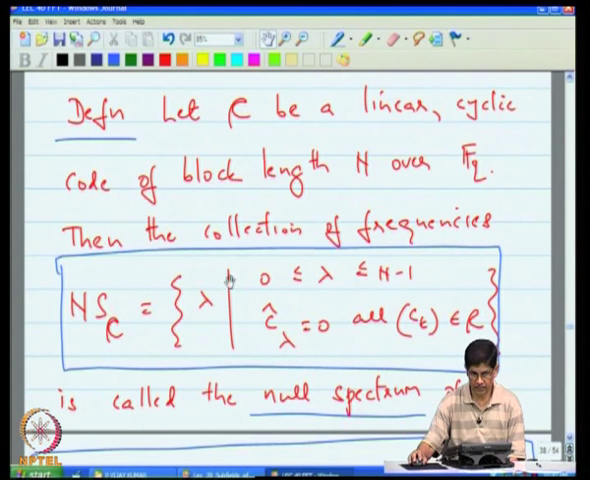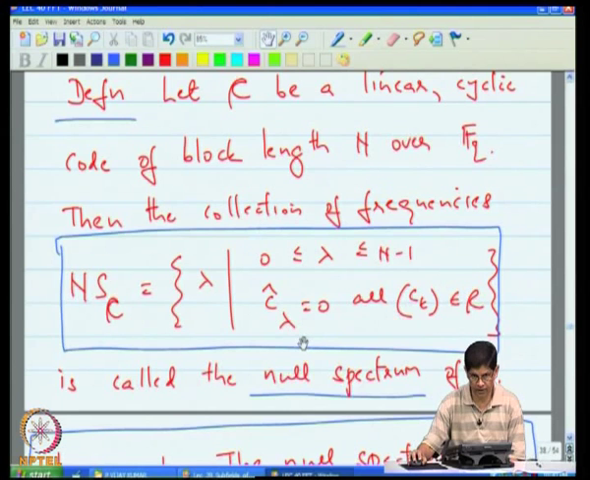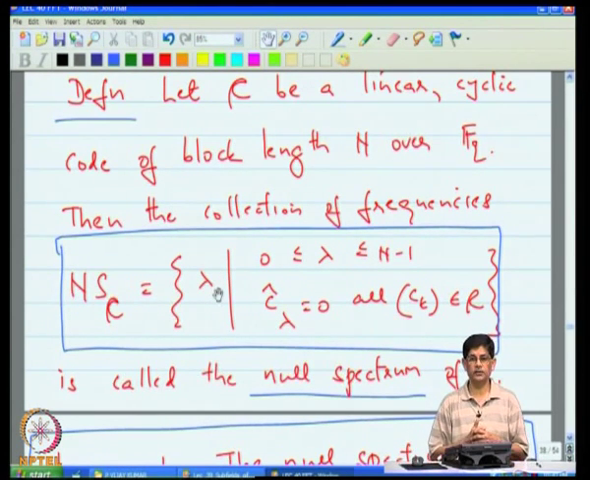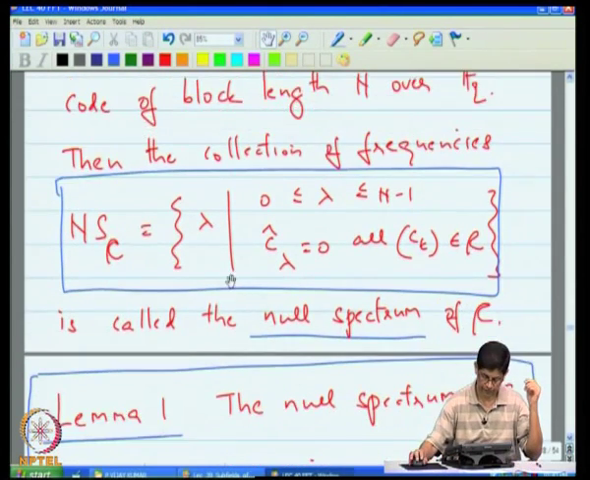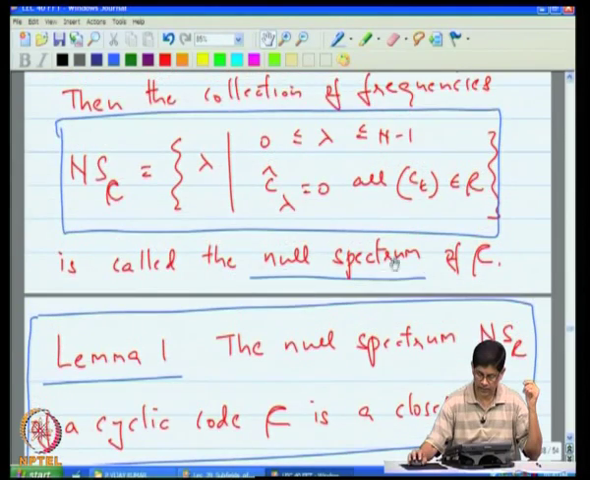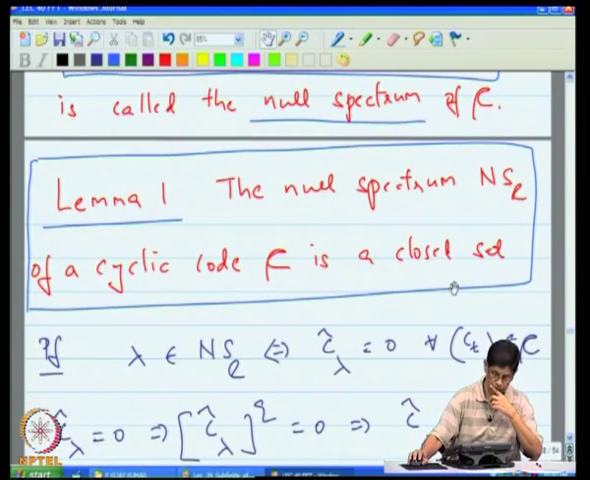And now the requirement is that you take all those frequencies having the property that every code word in the code has a transform value of 0 at this frequency. So, that is why it is called the null spectrum. The null spectrum is the collection of all those frequencies where the transform value of every code word in your code is 0. So, that is called the null spectrum of a code.